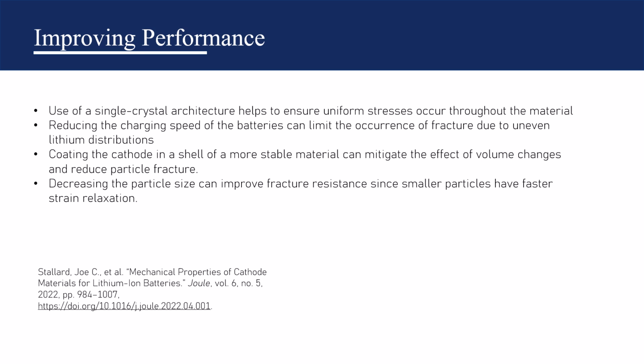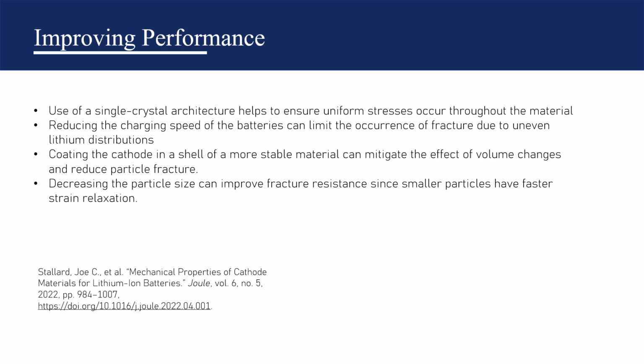Aside from blending different crystal structures, there are several other ways to improve the performance of a cathode. Use of a single crystal architecture helps to ensure that uniform stresses occur throughout the material. Reducing the charging speed of batteries can limit the occurrence of fracture due to uneven lithium distributions, which is something that we talked about before. Coating the cathode in a shell of a more stable material can help to mitigate the effect of volume changes, and it can reduce the occurrence of particle fracture.